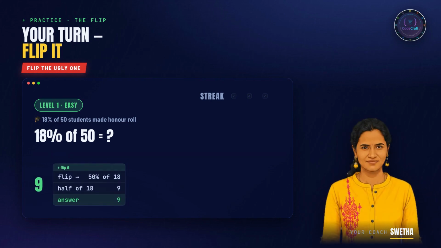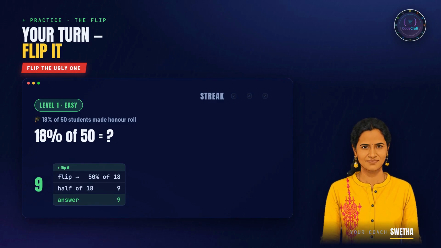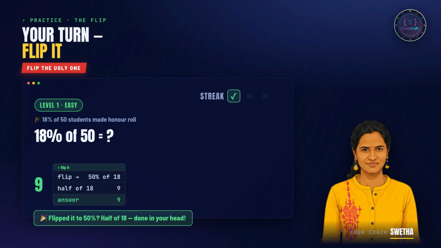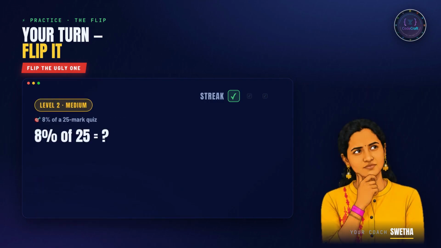Flip it around! 18% of 50 is the same as 50% of 18, and 50% is just half. Half of 18 is 9. If you flipped it instead of grinding out 18%, that's exactly the trick. Beautifully done. Nice work. Let's step it up to a medium one.